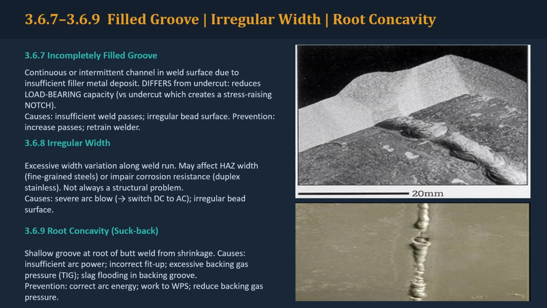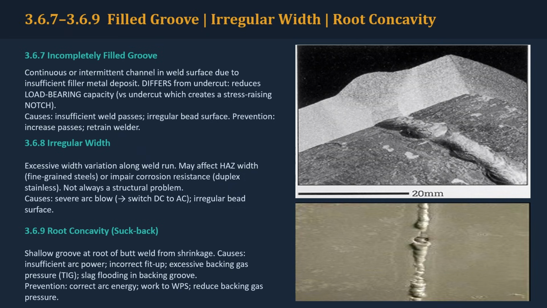The second condition is irregular width. This means the weld width changes excessively along its length. The significance depends on the application. In some materials or services, variations in weld width can influence heat-affected zone characteristics or corrosion performance.